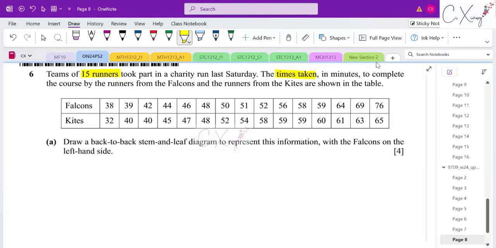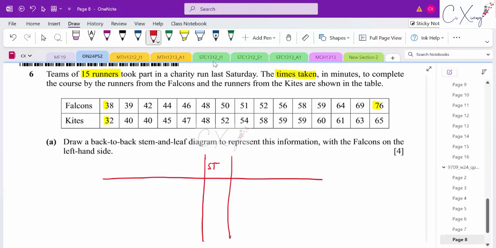Then draw a back-to-back stem and leaf diagram to represent this information, with the Falcons on the left-hand side. So you have to draw a back-to-back stem plot. The smallest stem should be 3, starting from 3, and the largest stem should be 7. So we'll form the stem first, with the stem in the middle, in the center.